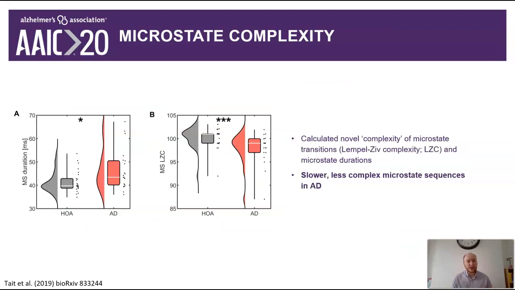Subsequently, we studied how transitions between microstates change in Alzheimer's disease. Firstly, we found that the microstate durations increased, so transitions were slower in Alzheimer's disease. We also applied a novel complexity measure to the microstate transitioning sequences. And what we found was that the complexity of the microstate sequences significantly decreased in Alzheimer's disease. So this paints a picture of slower, less complex microstate transitions in Alzheimer's.